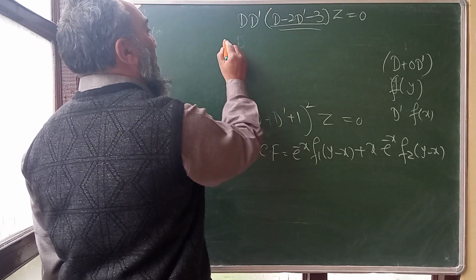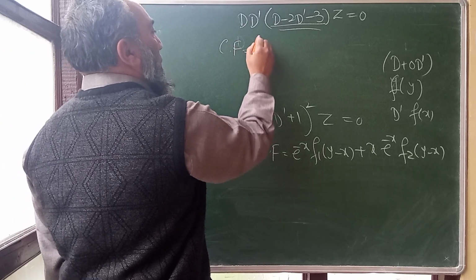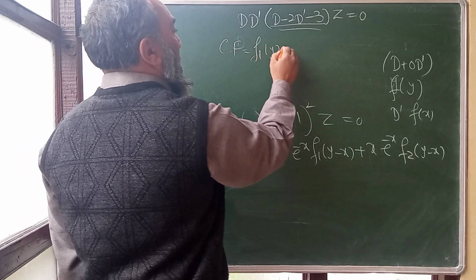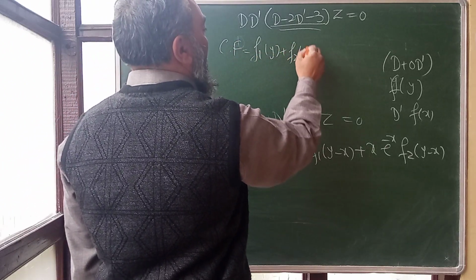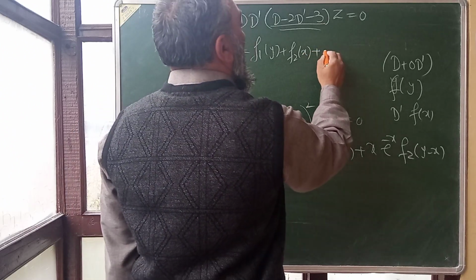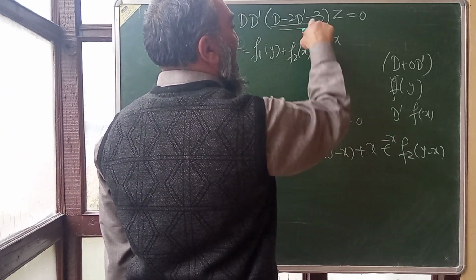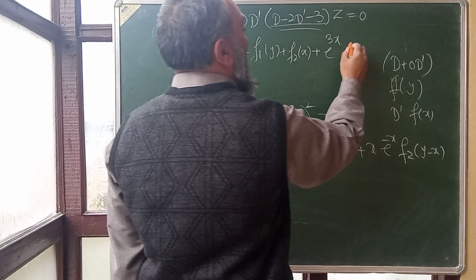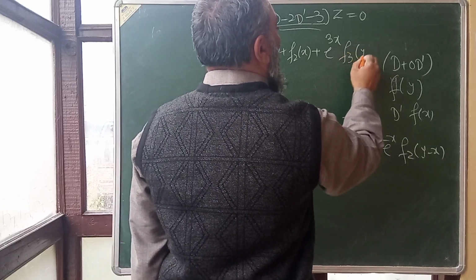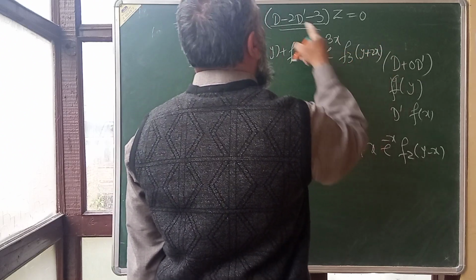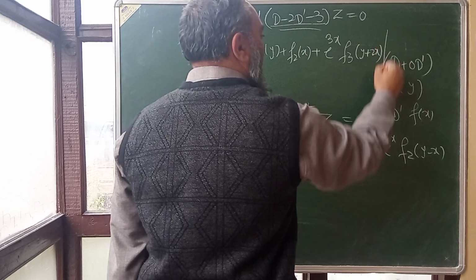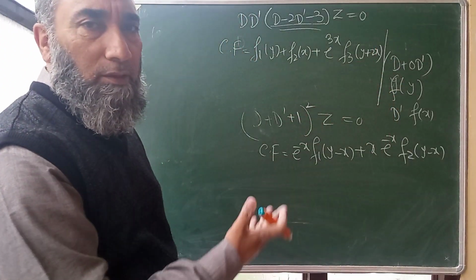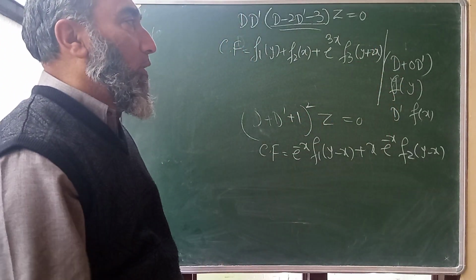So what is the complementary function? Function of y plus function of x plus e raised to the power 3x. This is minus 3 over here, it will be plus 3. Function of y plus 2x, because it is minus 2 over here, it will be plus 2 over here. You can see it. This is how we have to proceed.